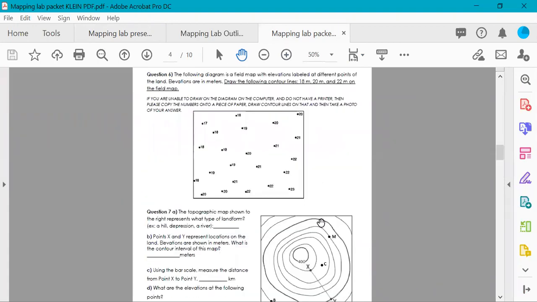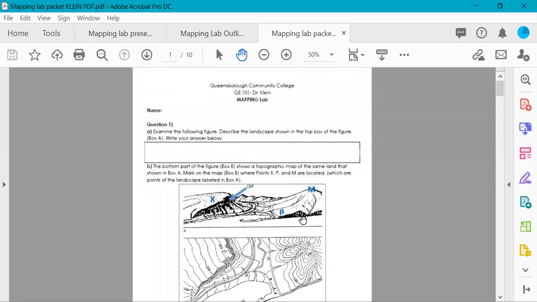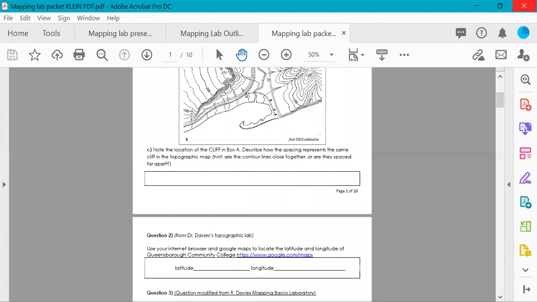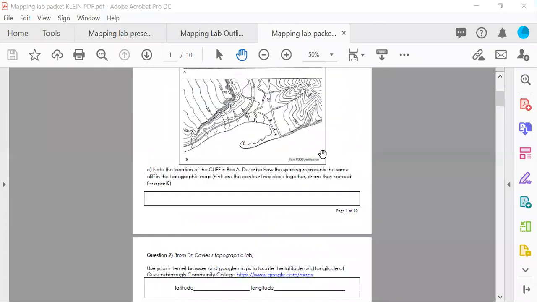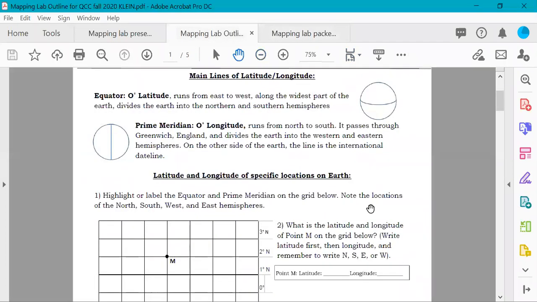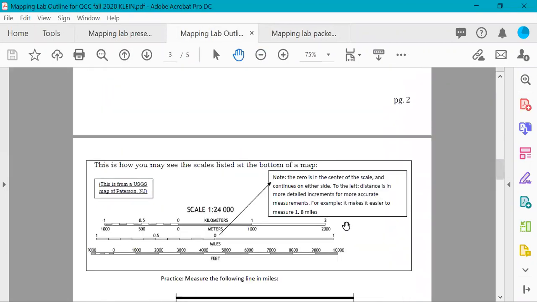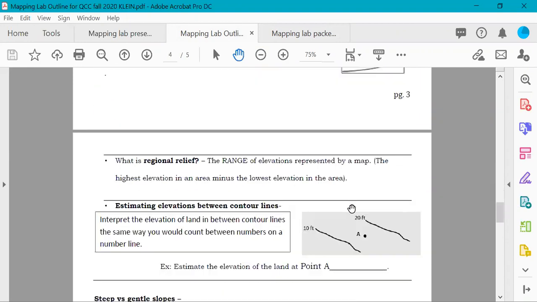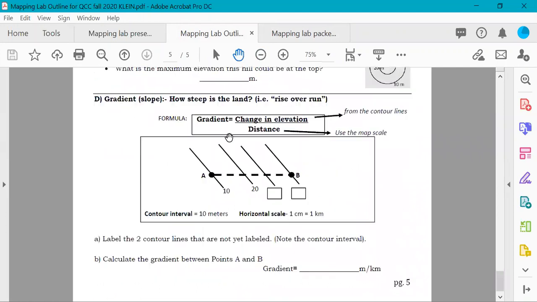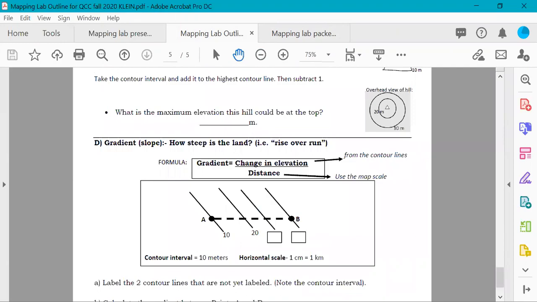Okay, so as you can see, the Mapping Lab packet has a lot of diagrams that are quite large. So it makes it look like a large packet, but it's really just a lot of diagrams. Okay, and then the Mapping Lab outline that I gave you is pretty much similar to what we just went over in the PowerPoint. It's a lot of the same things, except at the very end, we have something that says gradient.